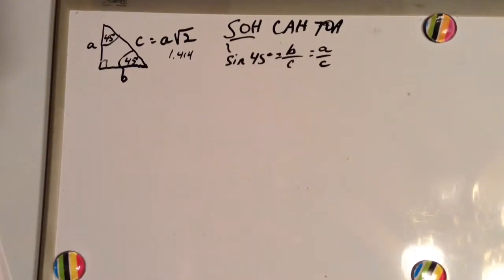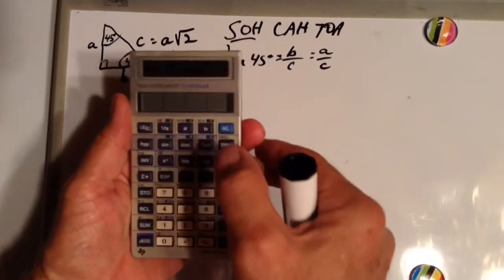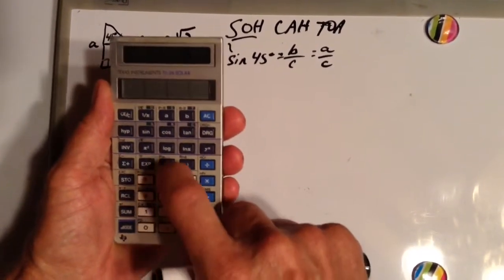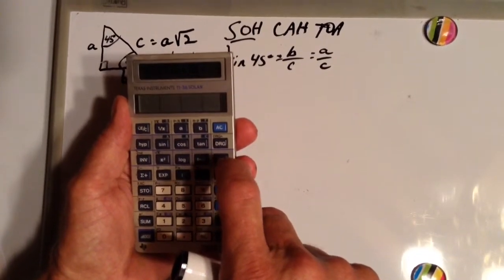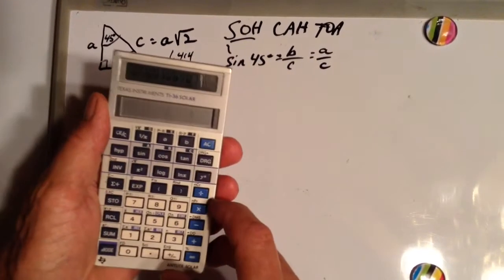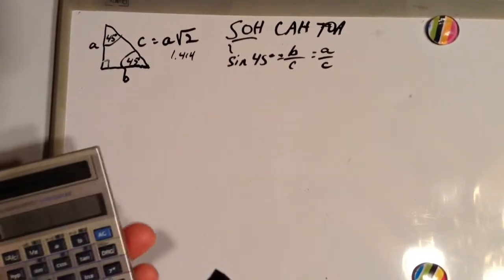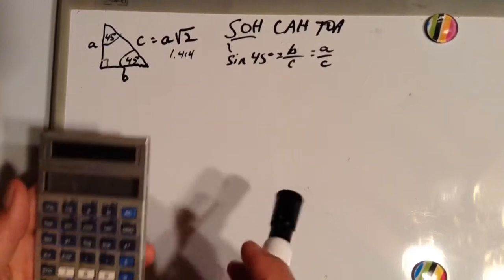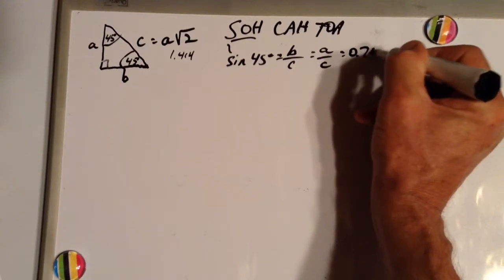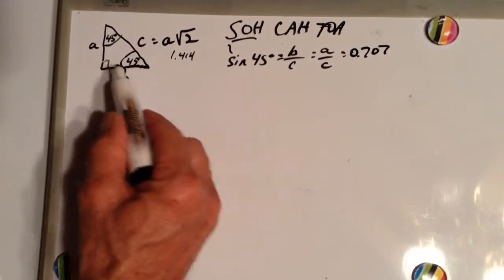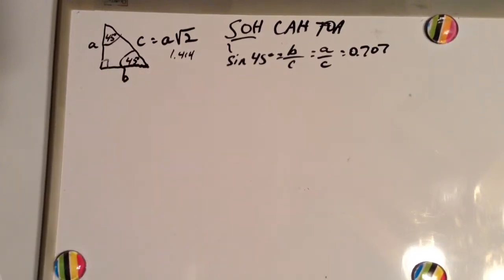And that shows us that A equals B. This leg equals that leg. And if you punch your calculator, if you say 45, hit the sine button, it gives you 0.707106781. Okay, that is the ratio, 0.707. That's the ratio of a leg of a 45-degree right triangle to its hypotenuse.